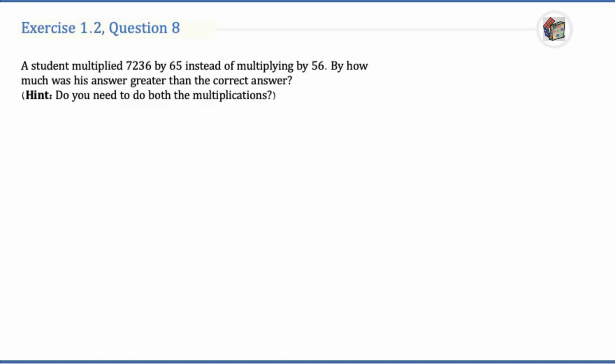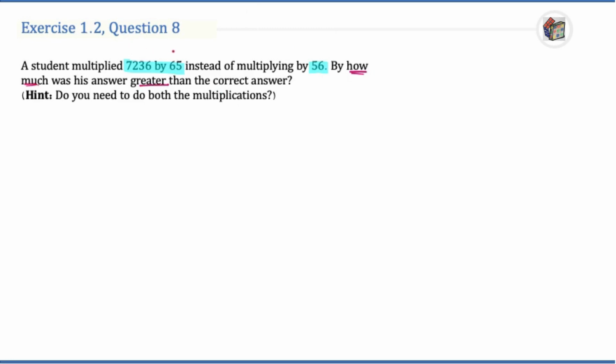Exercise 1.2, question 8. Let's read this together. A student multiplied 7236 by 65 instead of multiplying by 56. So he made a mistake. His problem was that 6-5 became 5-6, so he accidentally reversed the digits. Question is, by how much was his answer greater than the correct answer?